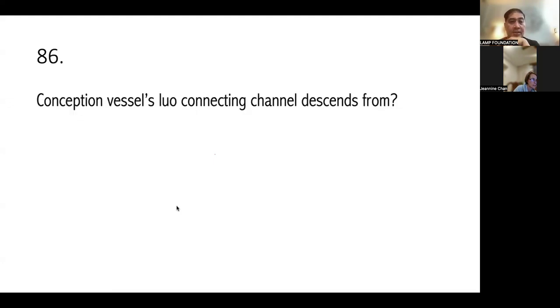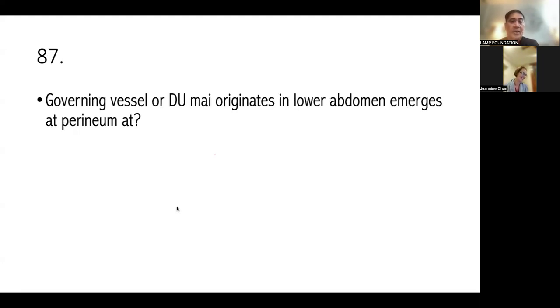The luo connecting channel of the conception vessel descends from what point? From? She's gone again. The signal is too deficient. Okay, can we call somebody else? Descends from REN 15, from REN 15 po. REN 15. Okay, number 87.